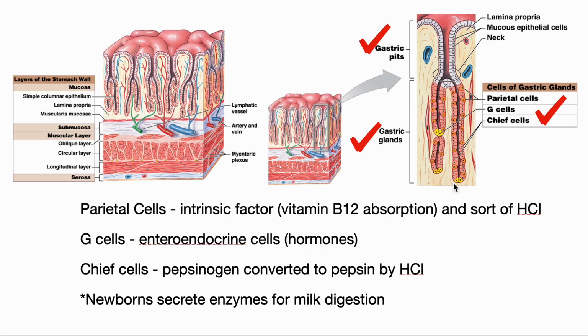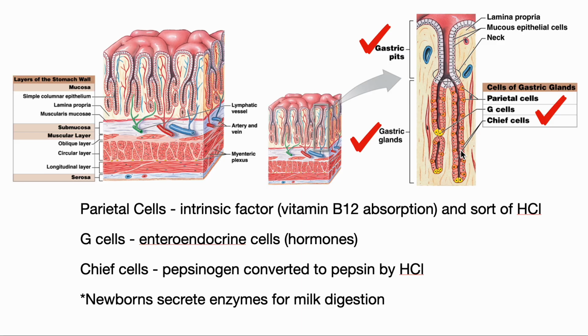And then we also have chief cells, which are the pink cells in these gastric glands, and they are going to produce something called pepsinogen. When pepsinogen is released into the stomach and exposed to hydrochloric acid, it is converted to pepsin, and that is going to be important for digestion, and we'll talk about that more in a future lecture.